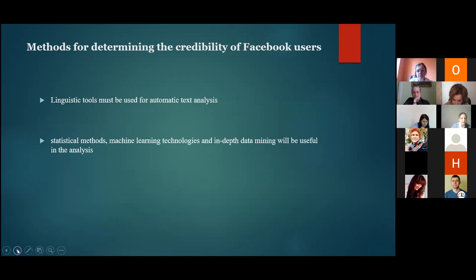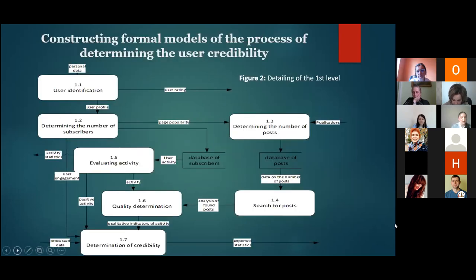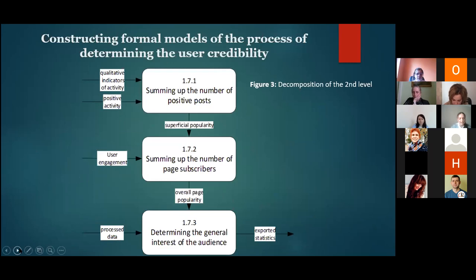A combination of linguistic and statistical approaches should be used to achieve a high level of reliability of the results and its high quality. To build a functional model, the DFD data flow diagram was chosen. Three main entities were allocated: administrator, communities, and user. The decomposition of the first level, so to say, the division of the main process into sub-processes, is shown. The decomposition of the second level of the sub-process, determination of credibility, is shown here.